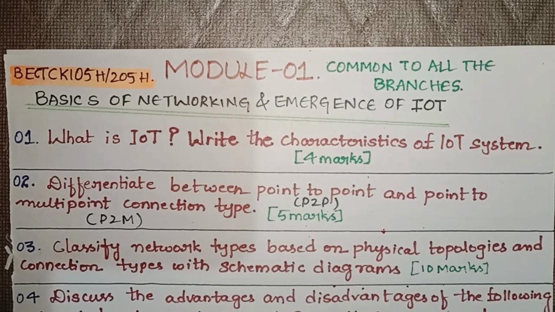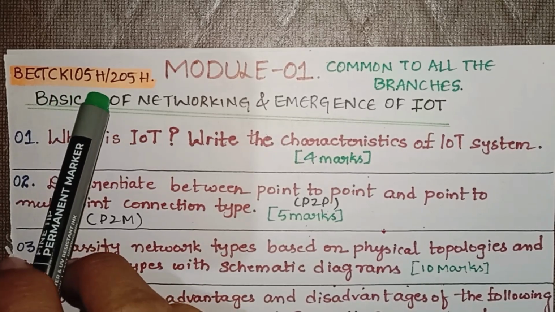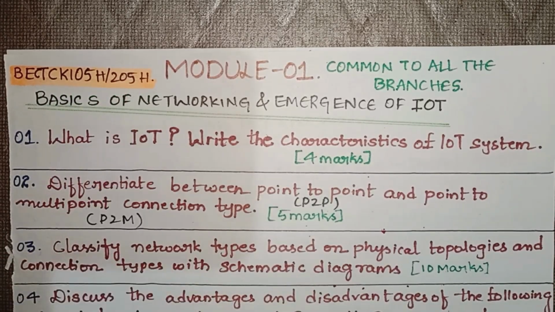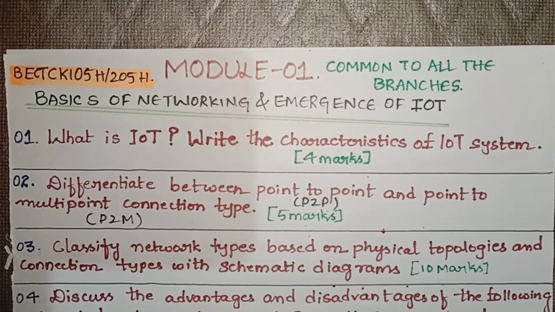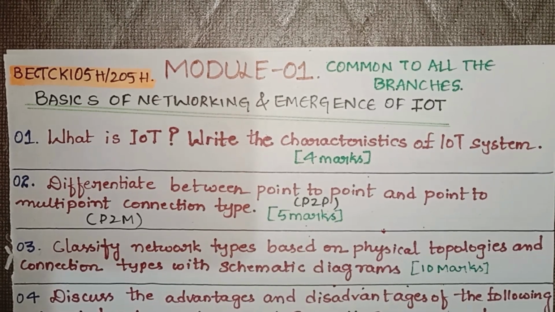Today I am here with another subject, Introduction to Internet of Things, and the subject code is BETCK105H or 205H. You have crucial time for this subject. Why? Because after finishing your chemistry exam, there is no gap for this exam. So I am here with the important questions. This might be helpful for you to score the marks.